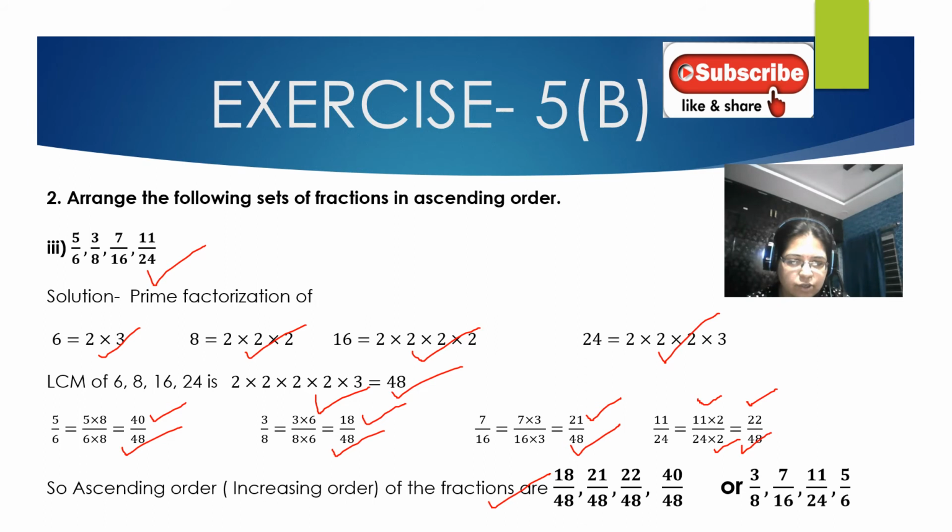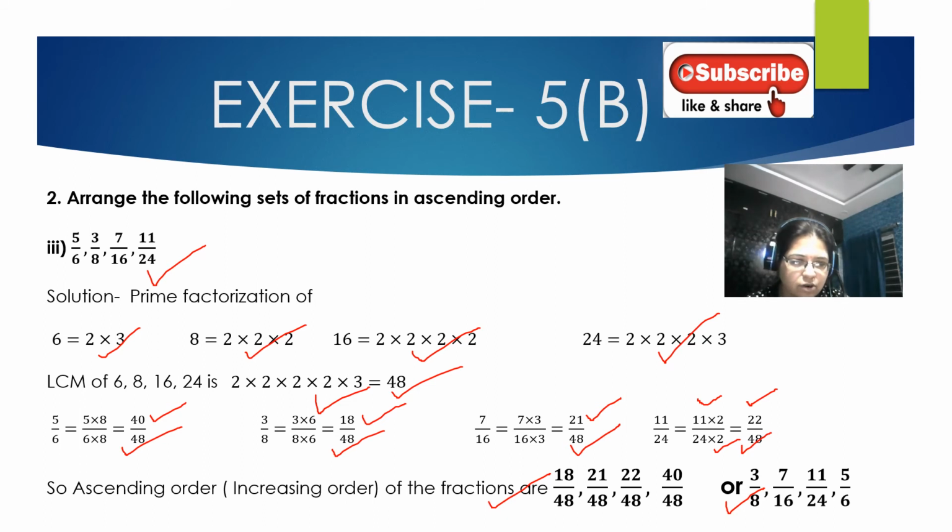And 18 divided by 48 is the equivalent fraction of 3 divided by 8, so we write 3 divided by 8. And 21 divided by 48 is the equivalent fraction of 7 divided by 16, so we write 7 divided by 16. And 22 divided by 48 is the equivalent fraction of 11 divided by 24, so we write down 11 divided by 24. And 40 divided by 48 is the equivalent fraction of 5 divided by 6, so we write 5 divided by 6.